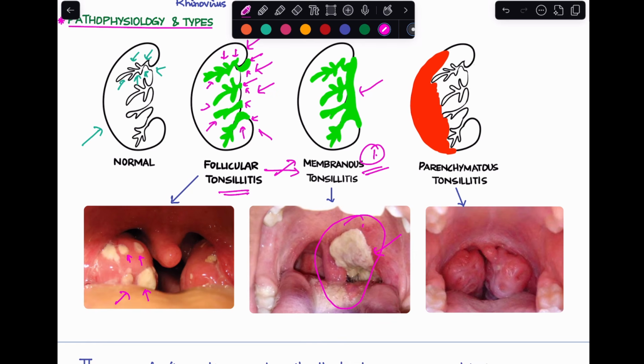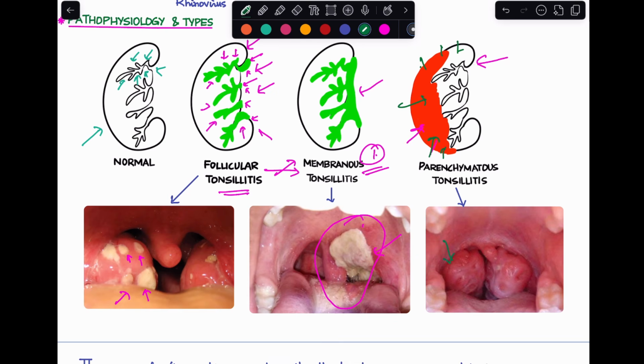And the fourth type that we have here is known as the acute parenchymatous tonsillitis. What happens here? The whole of the tonsil gets uniformly congested. So the red part that you're seeing over here is the tonsillar parenchyma. So the whole tonsillar parenchyma gets uniformly congested and swollen, and that happens because of the hyperplasia of the lymphoid follicles which are present in the tonsillar parenchyma. And that's what leads to the development of acute parenchymatous tonsillitis.